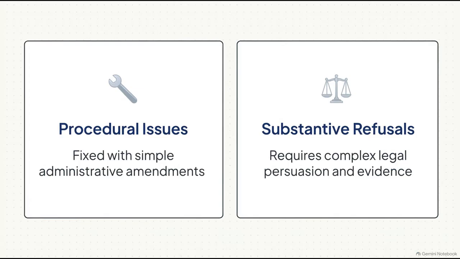As we mentioned, these issues fall strictly into two camps. On one side, we have procedural issues. These ask for straightforward corrections, like an updated specimen showing use in commerce. On the other side are substantive refusals. These refuse registration on strict legal grounds under Section 2 of the Federal Lanham Act, which is the statute governing U.S. trademark law. No simple amendment fixes a substantive refusal. It requires true legal persuasion.